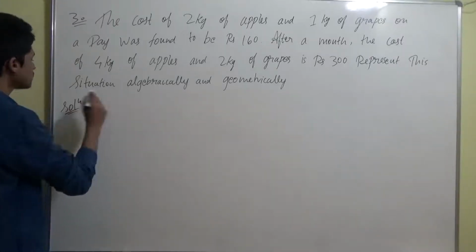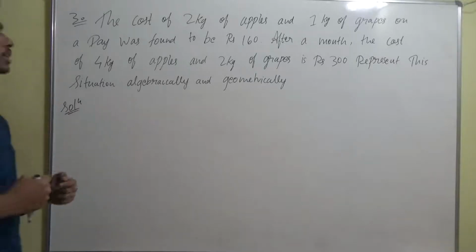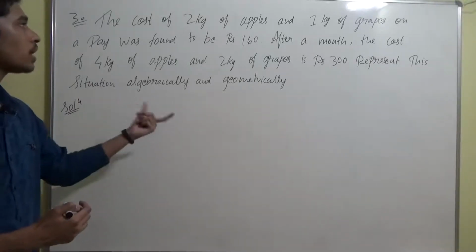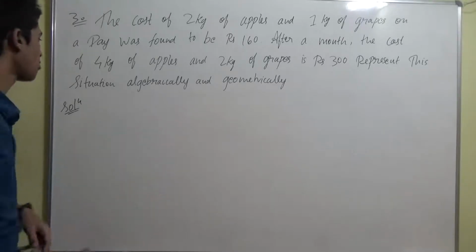So now let's go ahead and find the solution, guys. What is the first step of the solution? The first step of the solution is assumption, right? We have to assume 1 kg of apples price to be x rupees.